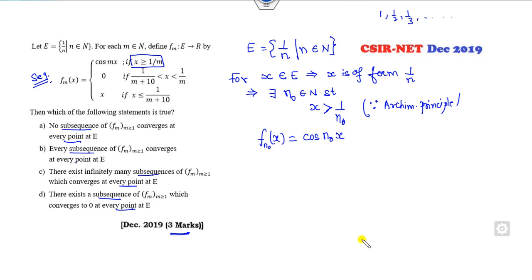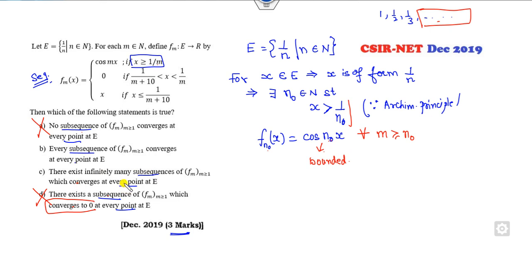Now what is the meaning of that? It means this holds for all m which is greater than n naught. So what is the meaning of that? This is a bounded function. So it means there is a sequence. We can find such a sequence. These are bounded, so no, this option is cancelled. Every subsequence converges at every point. This is not true because, firstly, we can see there exists one which converges to 0. This option is cancelled because it's a cos; it may or may not converge to 0.